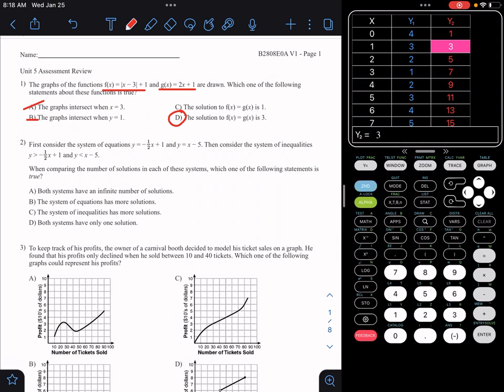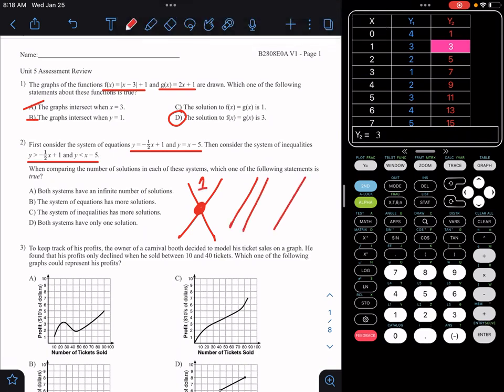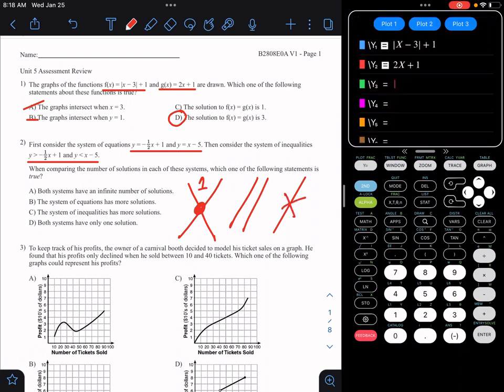Now let's look at this next one. This one says, first consider the systems of equations right here. Then consider this system of inequalities. When comparing the number of solutions in each of the systems, which one of the following statements is true? Well, equations could either have one solution, no solutions, or many solutions if they were the same line. These are clearly not the same line because we have different slopes, different y-intercepts, so it's definitely not that. So we either have one solution or no solutions.